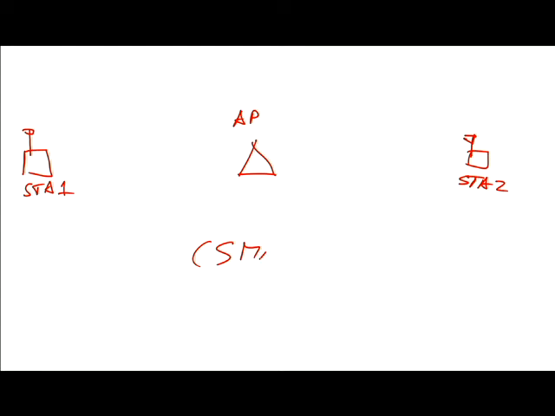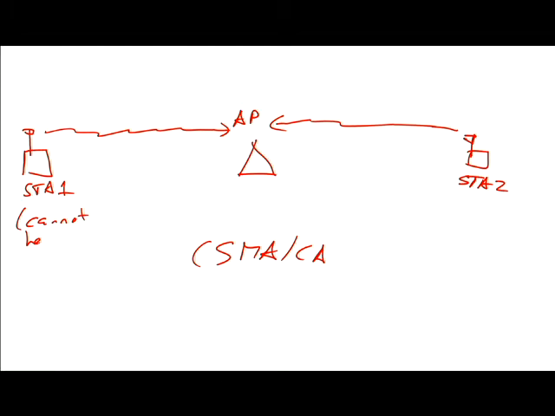So with CSMA-CA, here's the access point, AP. It looks like a triangle, but it's actually an access point. Here's one Wi-Fi device, station 1, and this is your other Wi-Fi device, station 2. So they do CSMA-CA, and then they start transmitting. The problem is this one cannot hear STA 2, and this one cannot hear STA 1. So CSMA fails because they can't back off. They can't say, pardon me, I did not know you were using this channel.